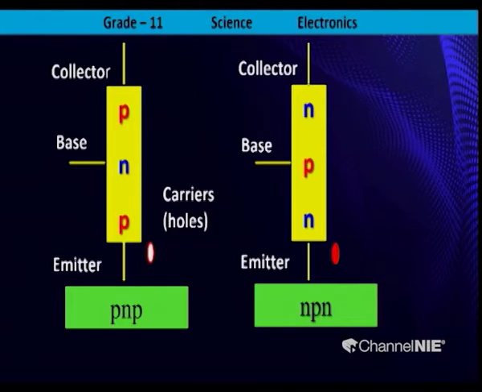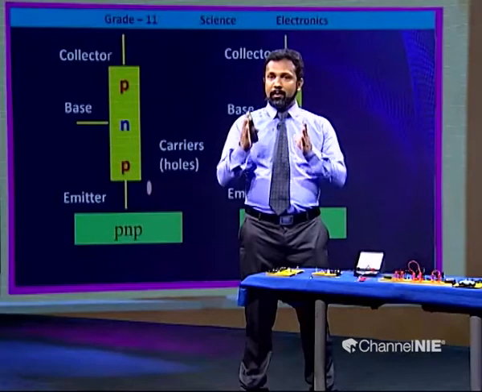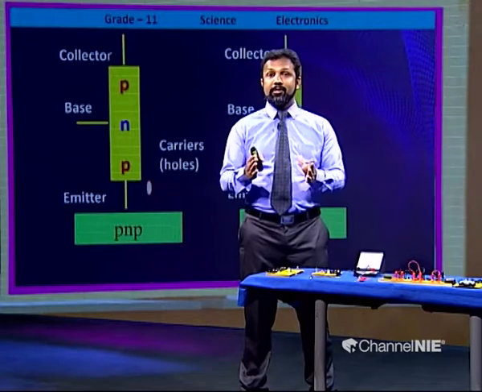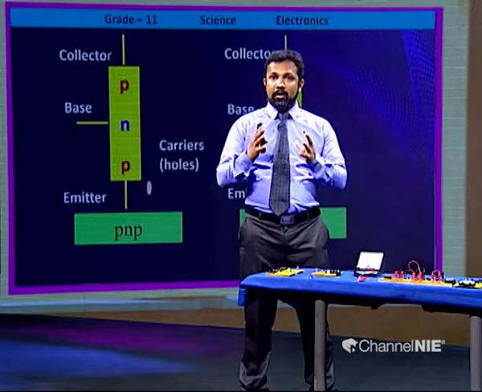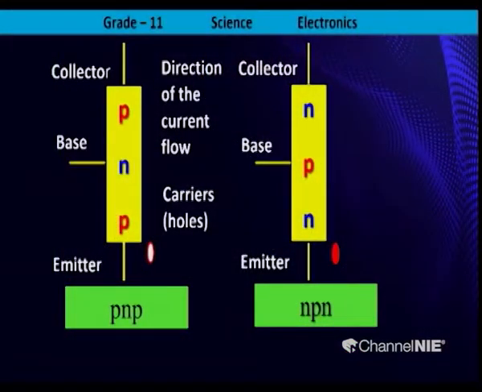When you draw our attention on the Pnp transistor, charge carriers are the holes. Holes act as the charge carriers. You can remember p-type semiconductors consist of larger amount of holes. So, holes act as the charge carriers. Now, what is the direction of current flow in the Pnp transistor? That is from emitter to collector.